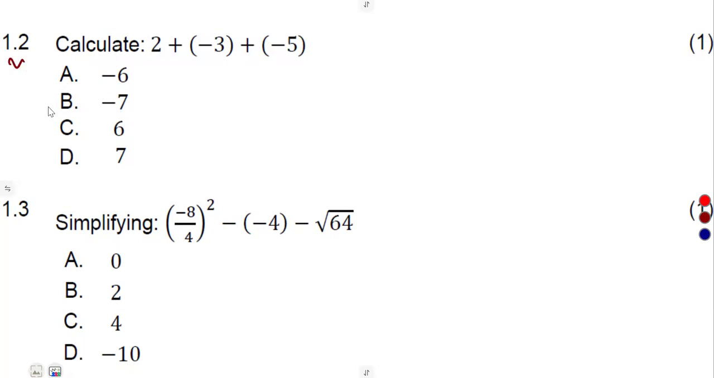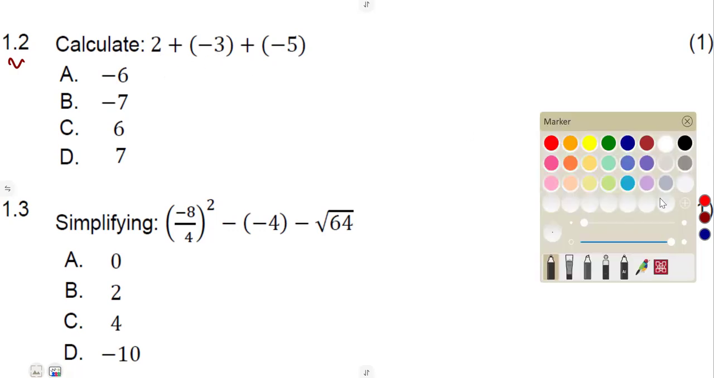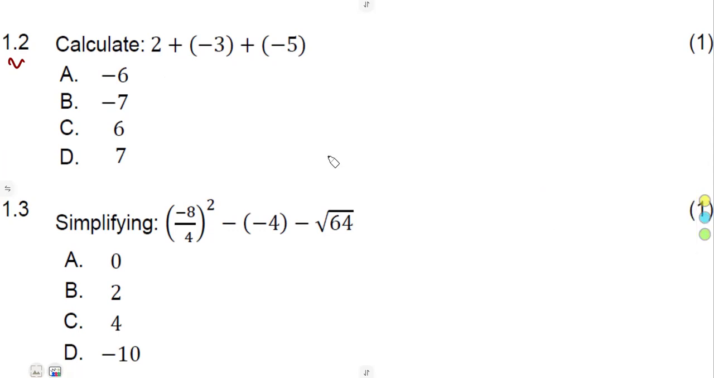1.2, we had a question on integers. Calculate 2 plus minus 3 plus minus 5. Okay, if we were to simplify this without a calculator, we are going to look into the signs that are here, a plus and a minus. We also have these two signs together, plus and a minus.